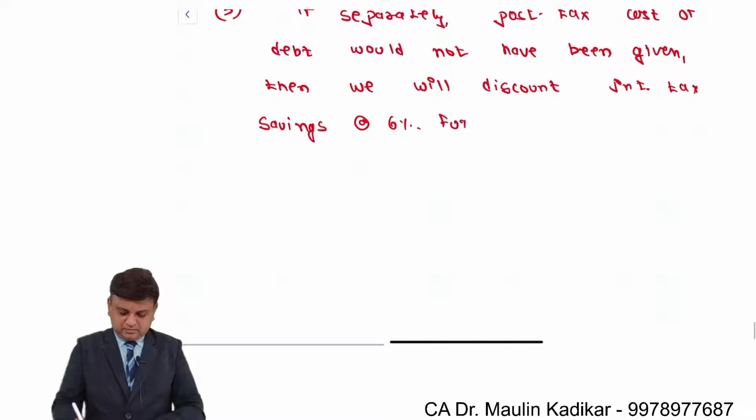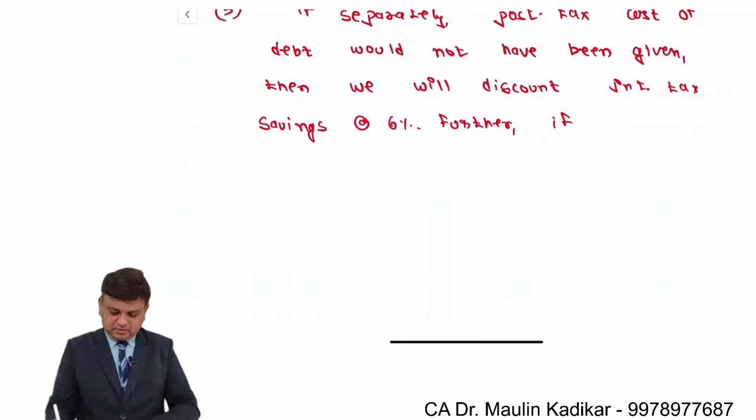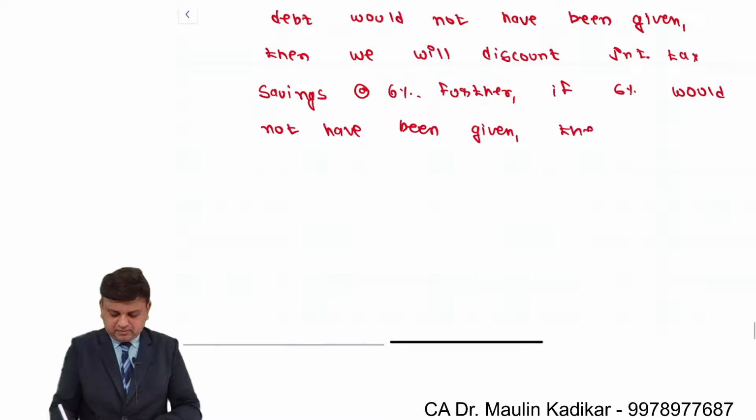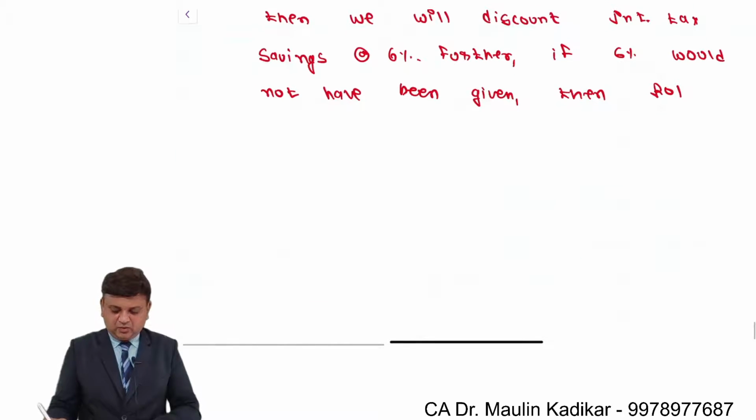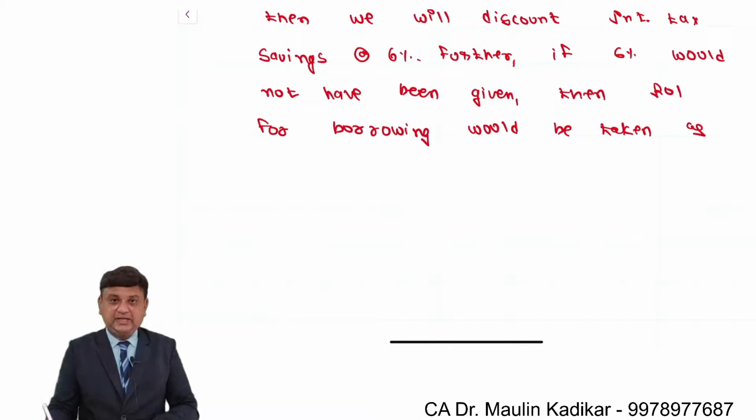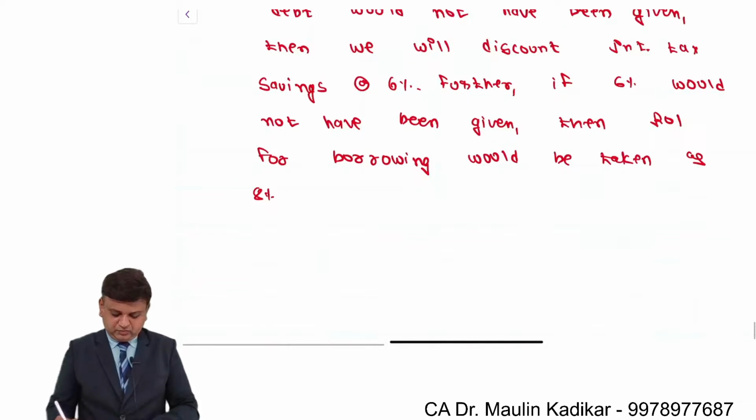Further, if 6% would not have been given, then the rate of interest for borrowing would be taken as 8%.